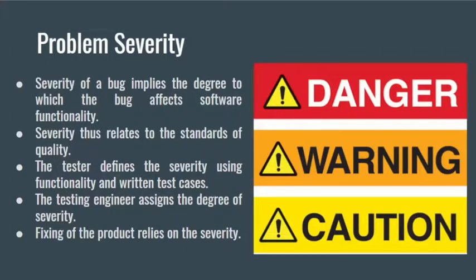The problem severity. The severity of a bug implies the degree to which a bug affects software functionality. Severity is an indicator of the quality of the software based on how the bugs affect its performance. The testing engineer establishes the severity of a bug by using the written test cases or how it performs. After testing the software and establishing its functionality, the engineer is able to assign the degree of severity. After the engineer has identified the severity of the problem, the fixing relies on the severity.